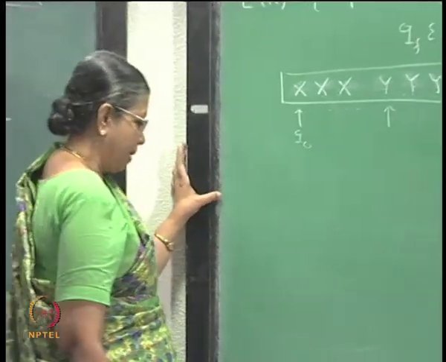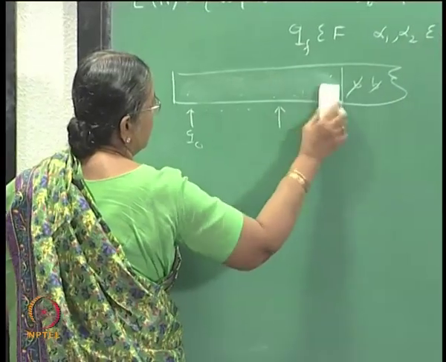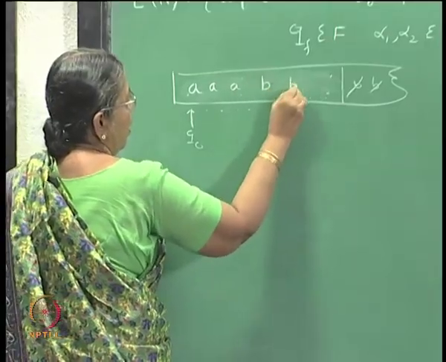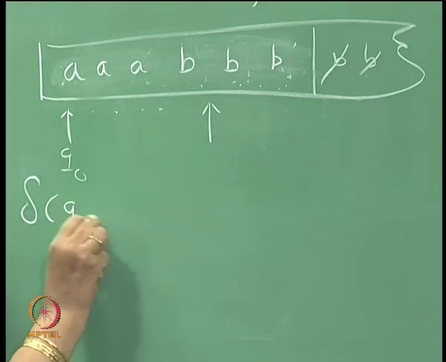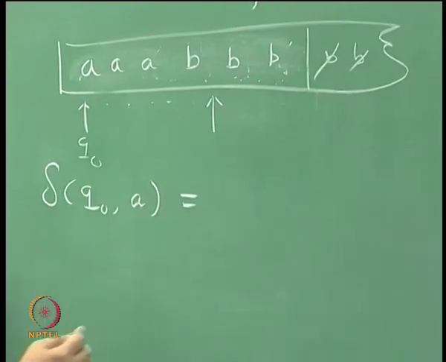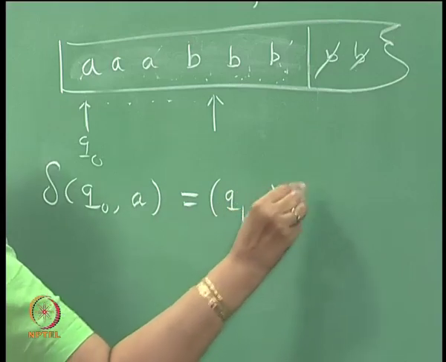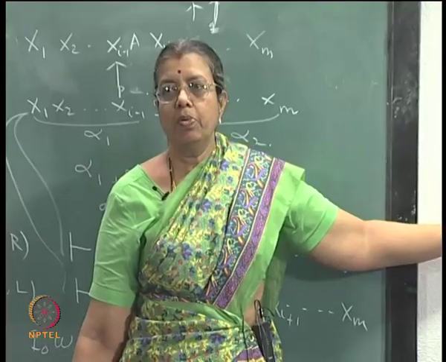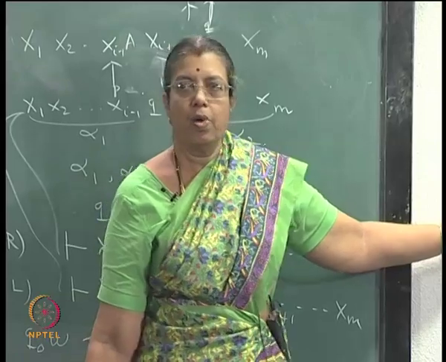So, how do you write the mappings? This is what you start with. So, delta of q naught A is equal to q1 X R. So, the first move: A is changed into X and you move right.